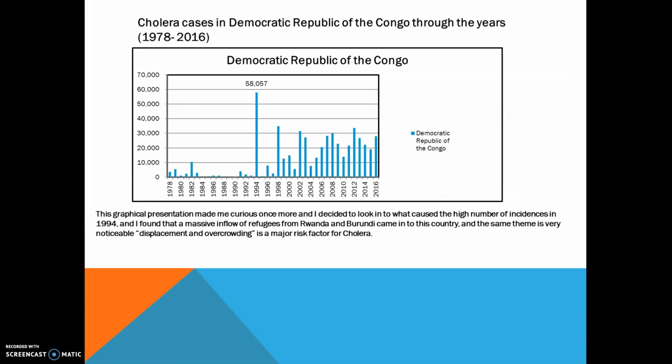Similarly to what I did with the Americas, I did with this country. I wanted to know what years had the most cases in the Democratic Republic of the Congo. And it just so happens that in 1994, it was the most cases. So again, I was curious to find out what happened during that year. And I found out that there was a massive inflow of refugees from Rwanda and Burundi that came to this country. And the same theme is very noticeable, displacement and overcrowding. And this is a major risk factor of cholera.